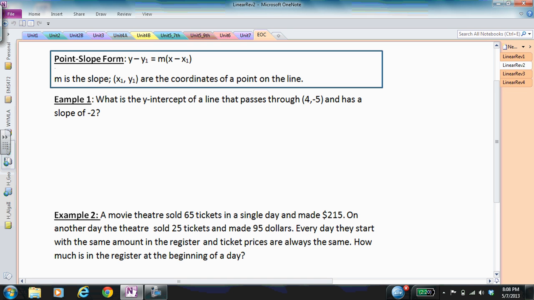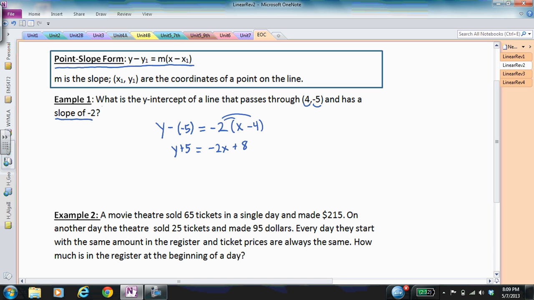So we're going to use point slope form, which is outlined up here. y minus y1 equals m times (x minus x1), where m is the slope, and x1 and y1 are the coordinates of a point on the line. So y minus y1, y1 comes from this, so that's y minus -5 equals m, the slope, -2, times (x minus x1), which is 4. So simplifying y minus -5, that's y plus 5 equals, I'm going to distribute here, -2x plus 8.